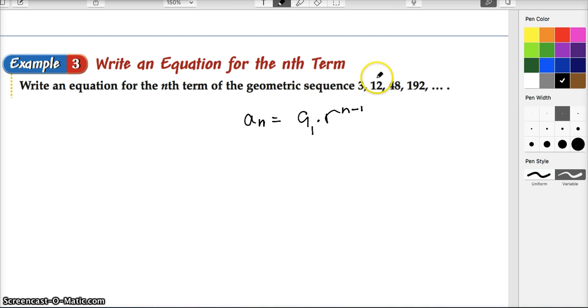So we need to find r, and it's the common ratio, so we take the ratio of 12 over 3, and we get 4. So I've got r, I've got a sub 1, and I think I'm ready. A sub n is 3 times 4 to the n minus 1 power, and I think we've done it. That is the equation of the nth term of this sequence.